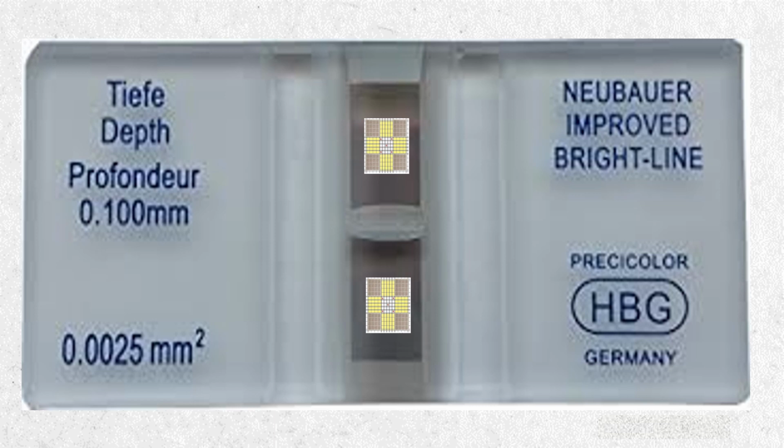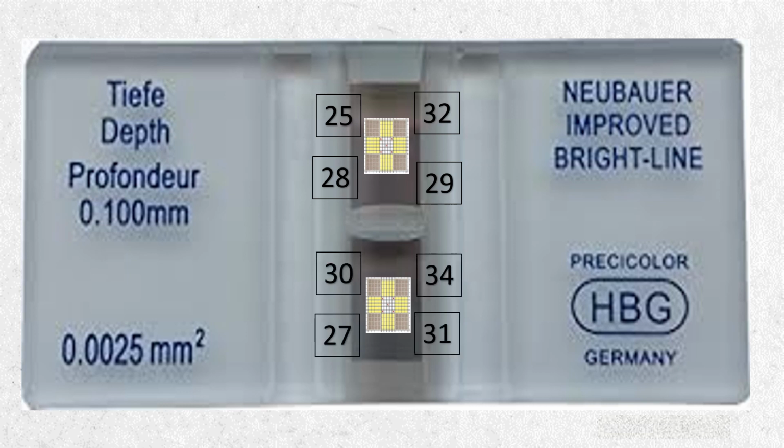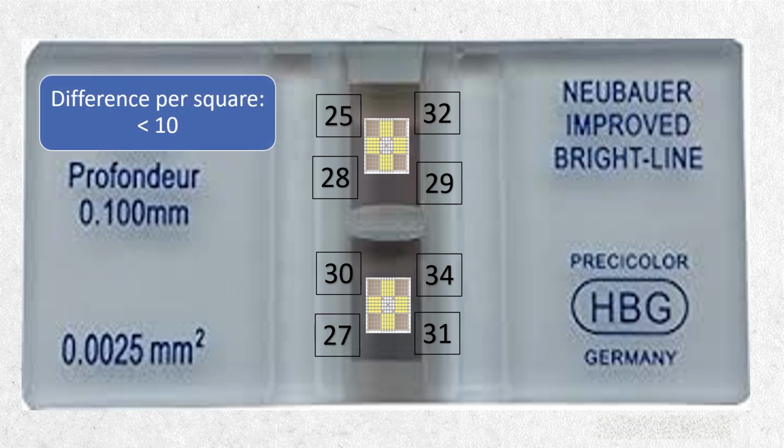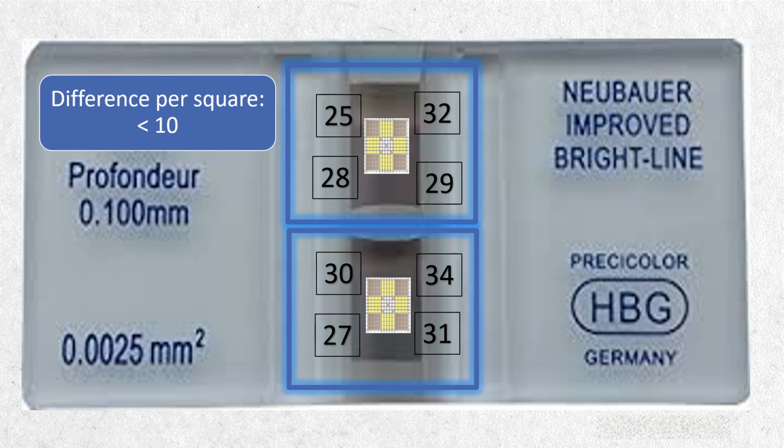Let's have another example just to make sure that everything is clear. Let's say that these are the number of cells counted on one side of the hemocytometer, and these are the number of cells counted on the other side. The first thing we have to do is to make sure that the difference per square is less than 10. The maximum difference on this side is only 4. That makes the count from this side of the hemocytometer acceptable. And the maximum difference of the cells counted on this side is only 7, which also makes the count from this side acceptable.